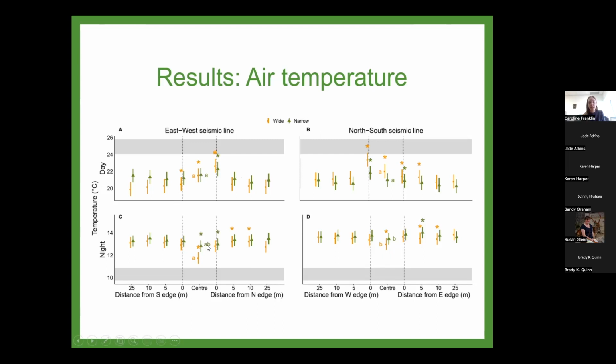And then at night, we see a reverse pattern where the temperatures are lower at the edge and in the seismic line centers as compared to the forest interior. And these edge effects are extending off of the seismic line into the forest.